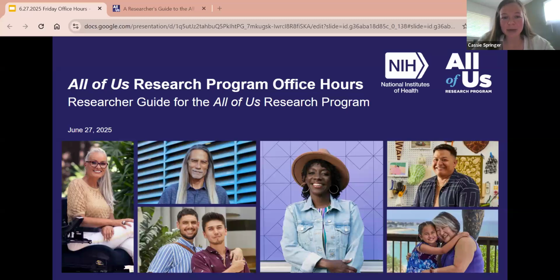Today's presentation is led by Claire Schulkey, who will be reviewing the researcher guide for the All of Us research program. The research guide is a tool that provides background information on the All of Us research program's experimental design and execution, participant eligibility, enrollment procedures, and more.